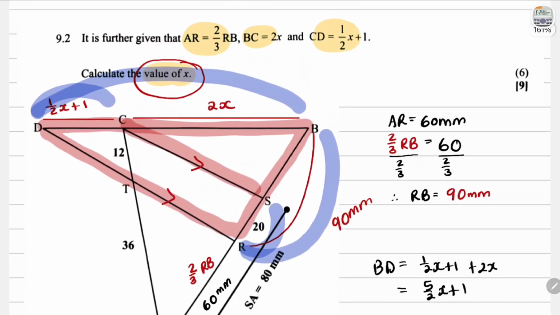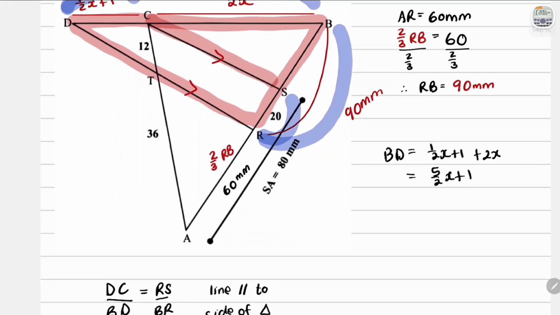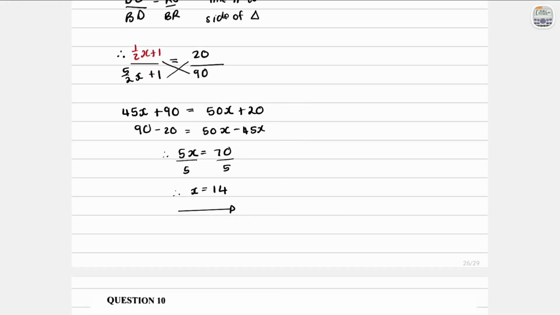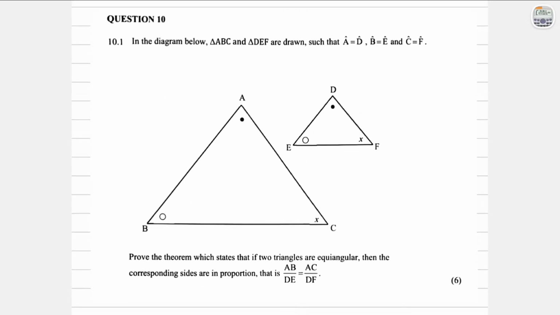Okay, so that is that question. It was a little bit long because it's like a whole 6 marks, but it's good for practice. Okay, so that is it for that question, and that is question 9. We move on to question 10, which you can see is a proof.